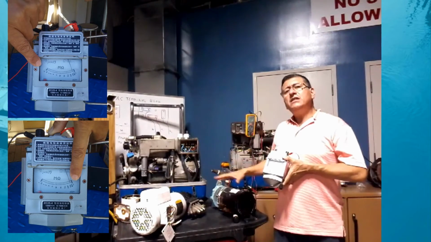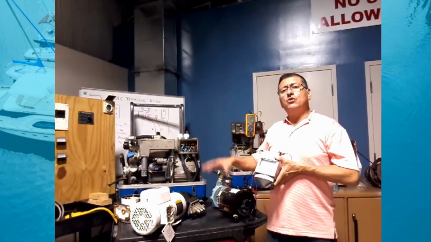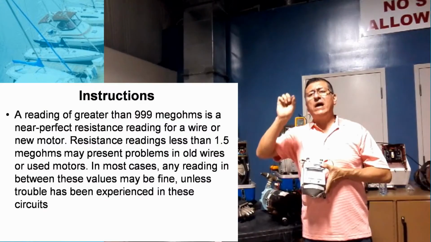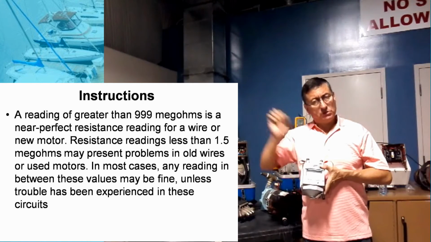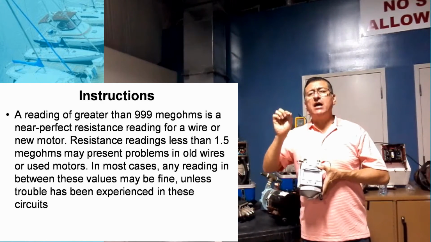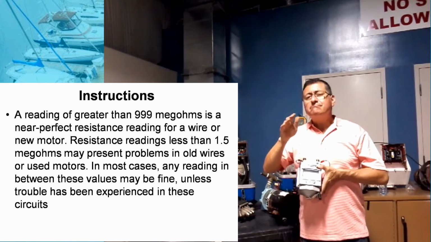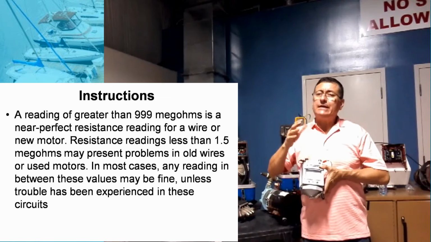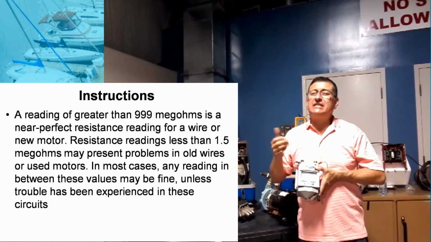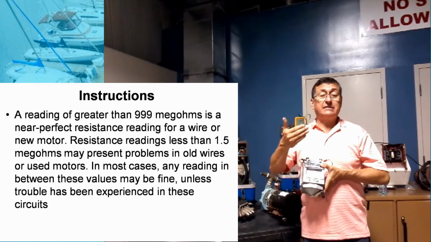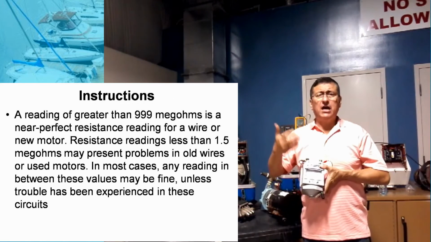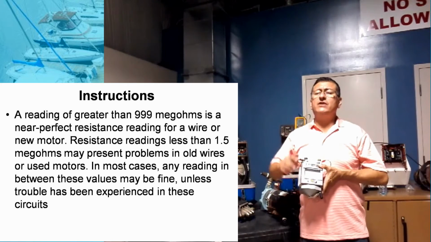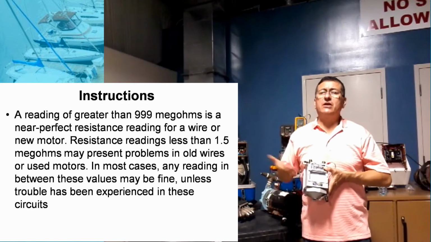Normally, the winding of any equipment, any motor or generator, is good if the resistance is pretty close to 1000 megohms. More than 1000 megohms is excellent. A little below 1000 is in operational condition, but it's not perfect. And less than 400 megohms is not good. Of course, if the reading is 0, it's because the winding is open.